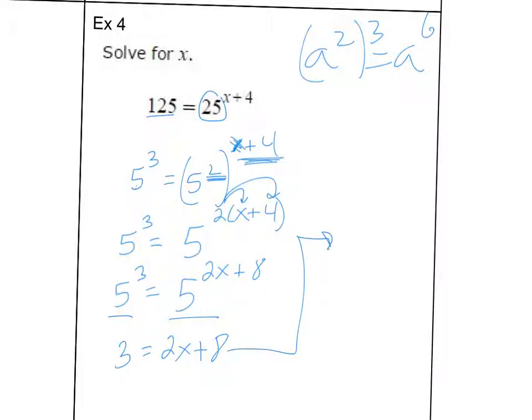So let's go ahead and finish this thing off. I'll subtract an 8 from both sides. So if I subtract 8, the left side becomes a negative 5, equal to 2x. I'll divide both sides by 2. X will equal negative 5 halves.